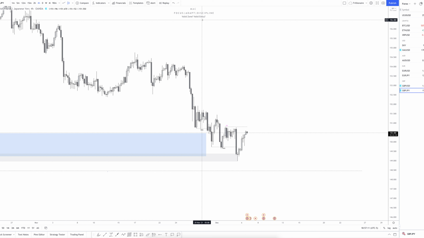Now, how I choose my valid zones is not really orthodox. I don't really choose my valid zones like other institutional traders. And for my valid entry, I use certain confluences that I tie together.